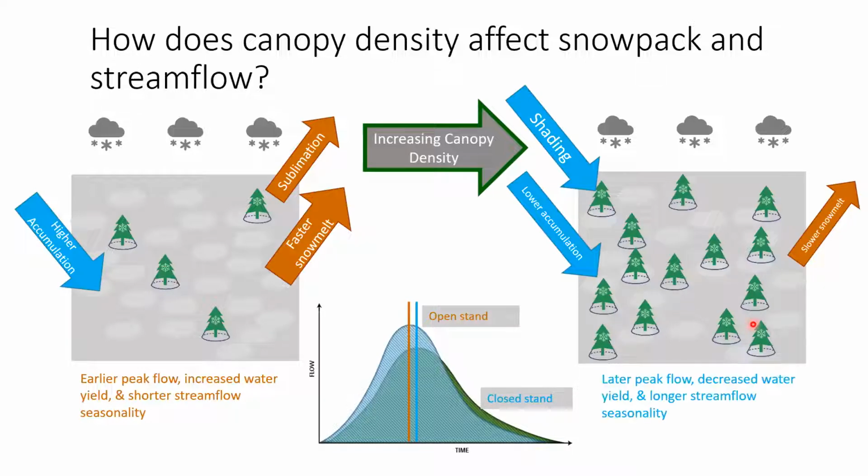And so what does this mean for stream flow? This closed stand refers here to this green hydrograph, where because of shading and slower snowmelt rates, you're going to have later peak flows. There's also going to be lower water yields due to this lower accumulation, but the seasonality of stream flow is going to be longer, where you're going to have your base flow be prolonged longer than an open stand.